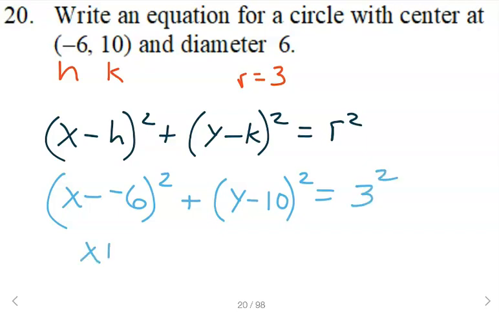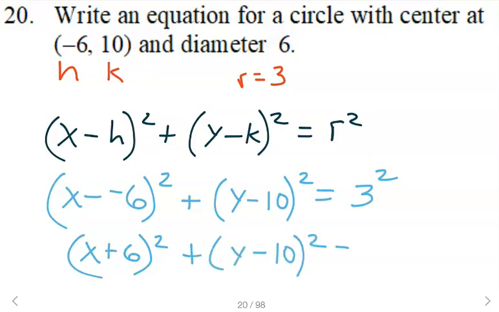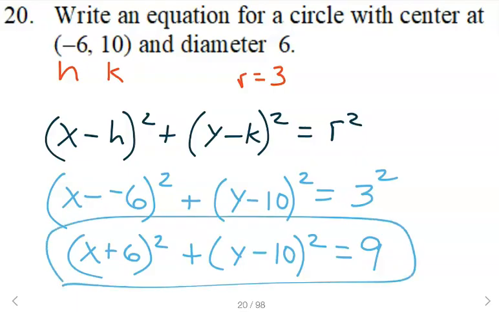We're going to take care of the minus negative here and rewrite it as x plus 6. And then we'll also square the 3, the radius. 3 times 3 is 9. So here's our equation in standard form for the equation of the circle with a center at negative 6, 10, and diameter of 6.